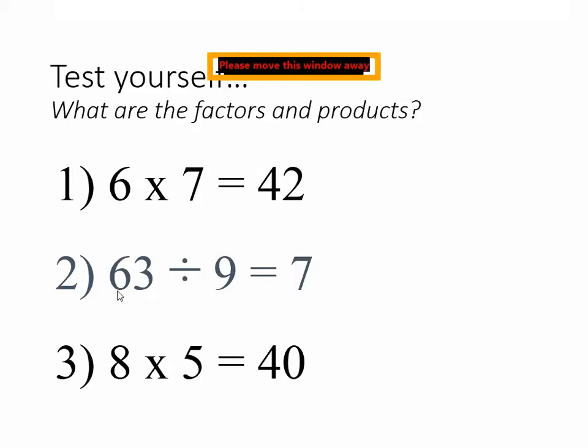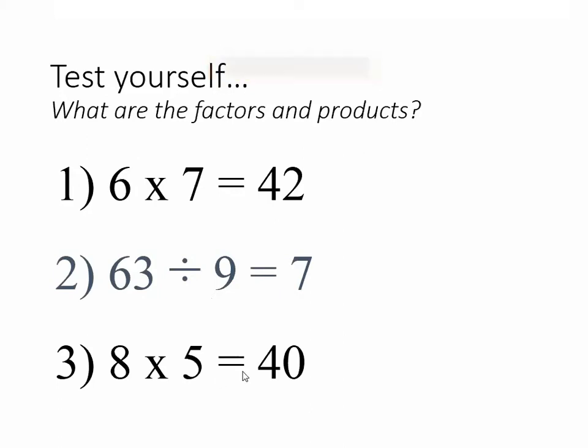Okay, now moving on to the next example, 63 divided by 9 is equal to 7. Whenever we divide 63 by 9, how can we divide it? 9 sevens are 63. So 9 multiplied by 7 becomes 63. It means that the product of 9 multiplied by 7 is 63. So 7 and 9 are the factors of 63. Now, moving on to the next, third one.